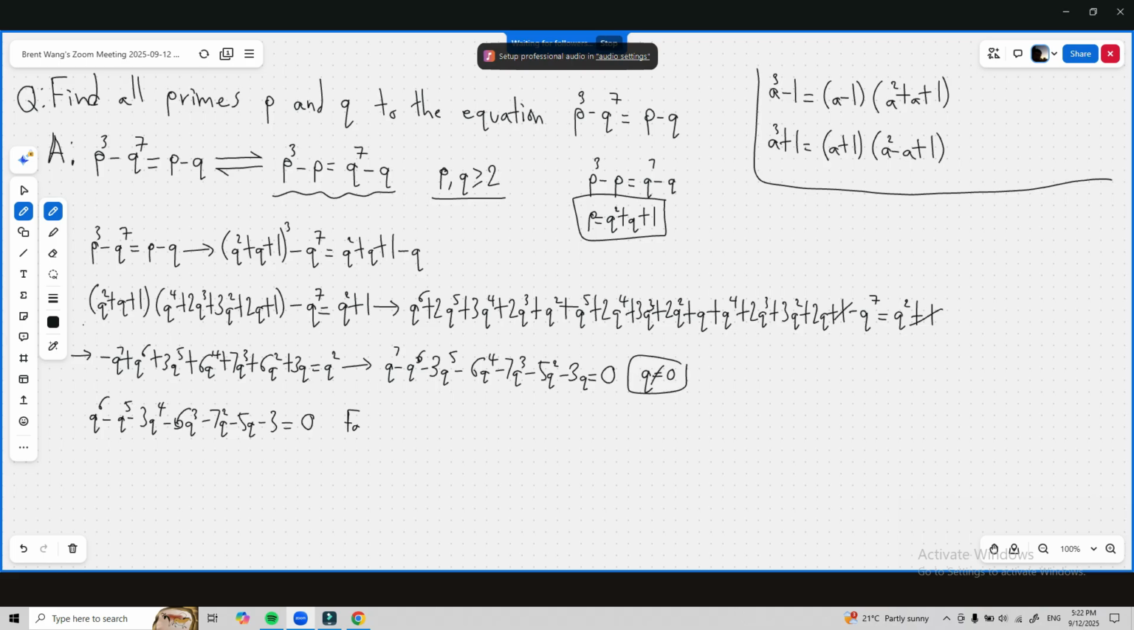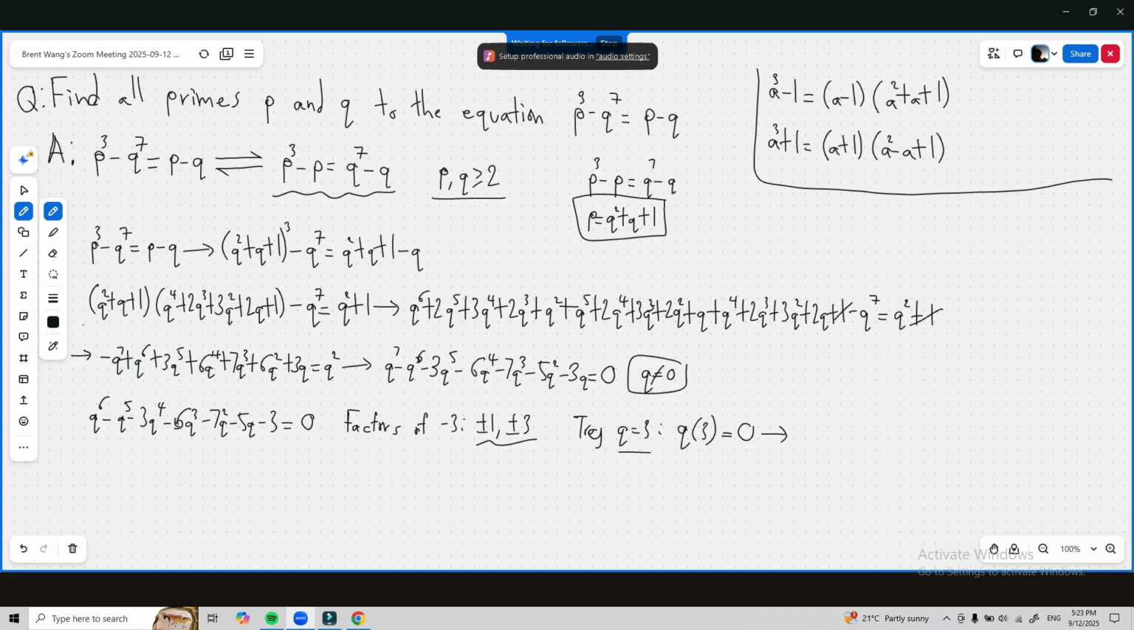And then, as you learned in grade 12, you look for factors of the constant term, which is negative 3, and that's just plus or minus 1 and plus or minus 3. Now, because Q is prime, the only candidate among these four choices is Q equals 3. So try Q equals 3. I already tried it, you can see for yourself. When you plug Q of 3 into this long equation, it equals 0. So Q equals 3 is a solution.